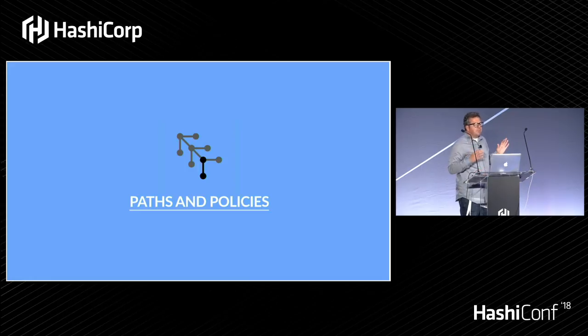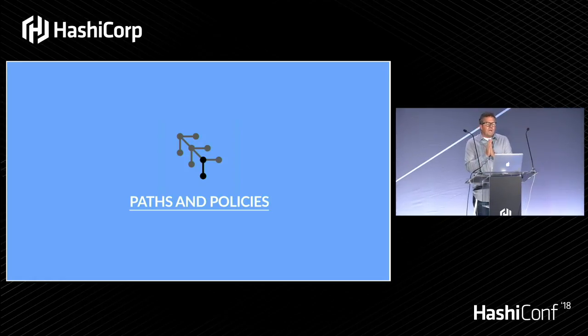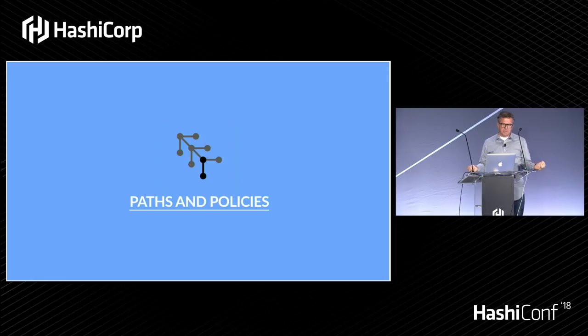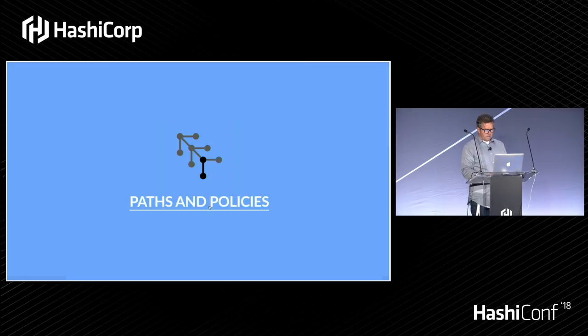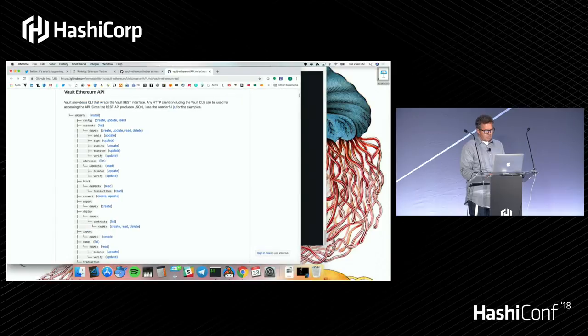So we've discussed mounts and configurations in an unauthenticated path. And this brings us to what I think is the most important part of designing a Vault plugin, and that's how you shape the resource tree that represents the secrets and services that your plugin is going to provide. This will almost certainly be an iterative process.